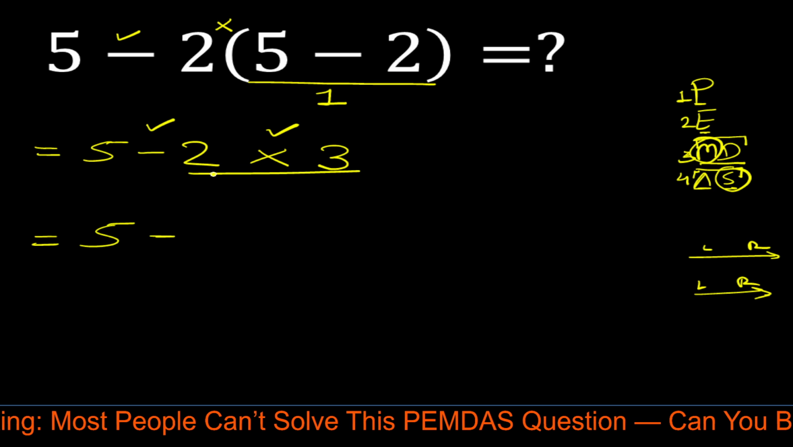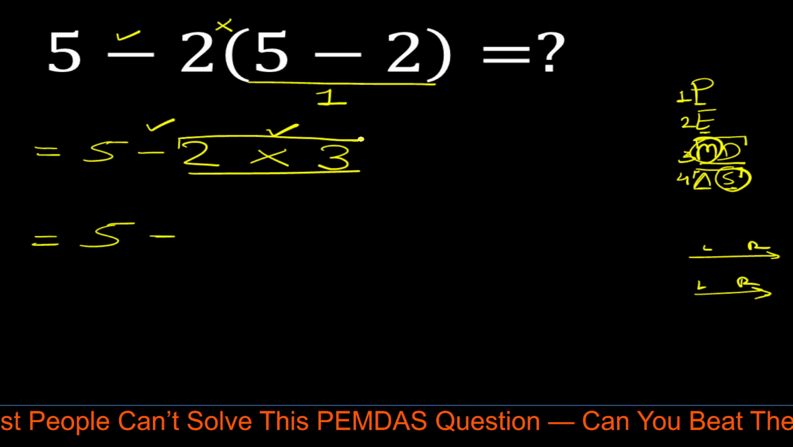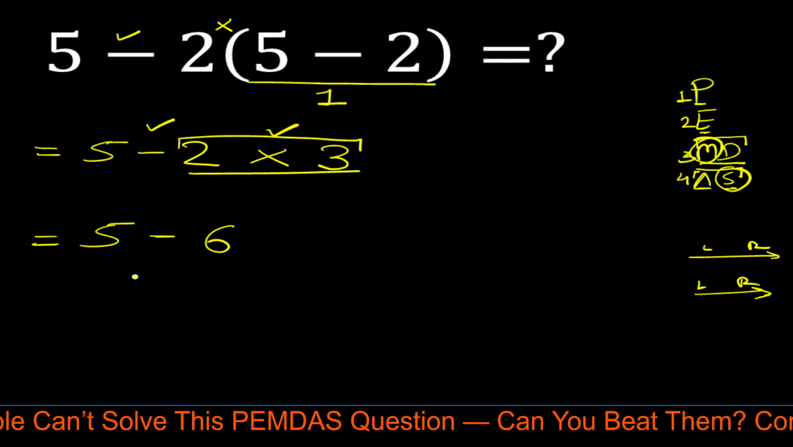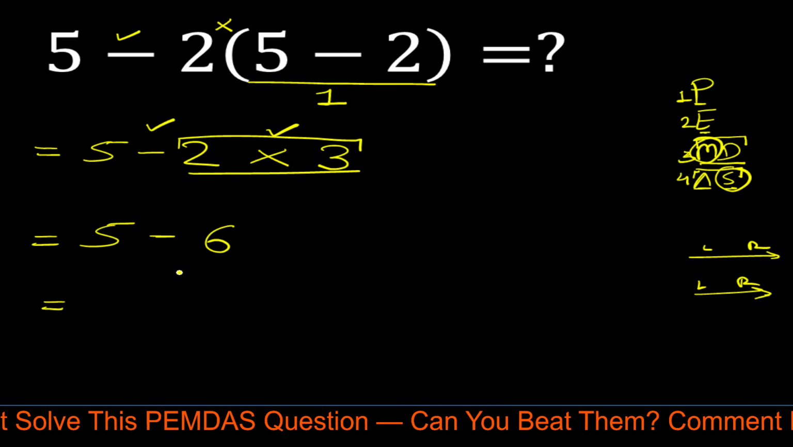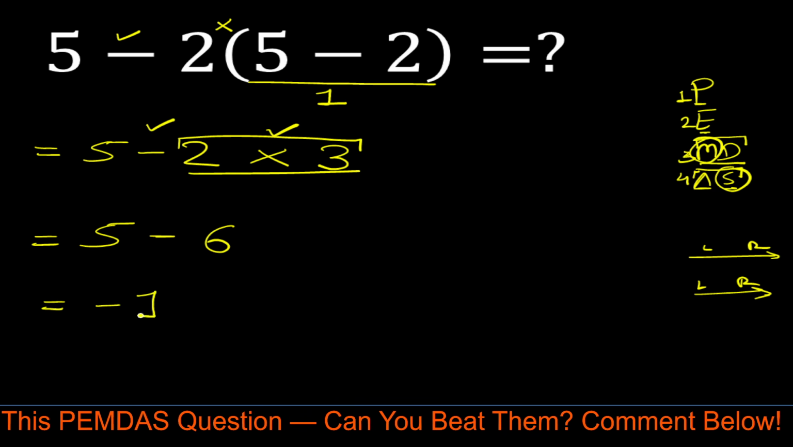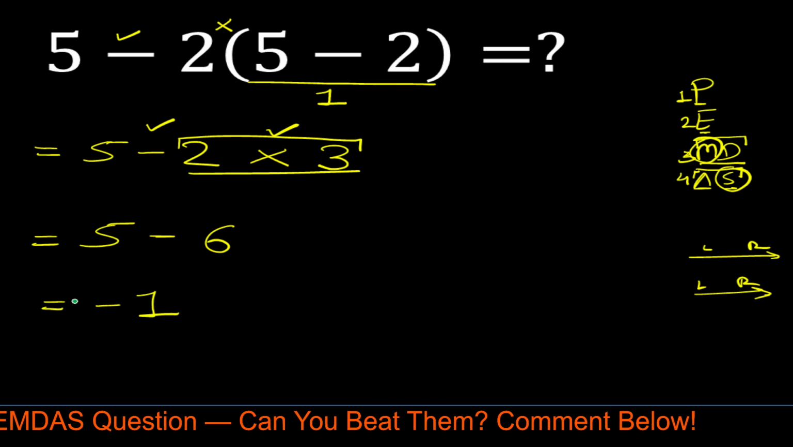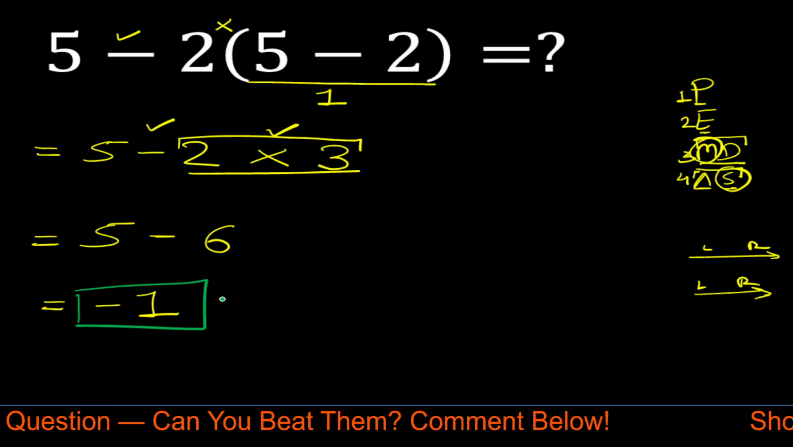So 5 minus, now solve this multiplication. 2 times 3 is equal to 6. So 5 minus 6 is equal to minus 1, right? So the correct answer is minus 1.